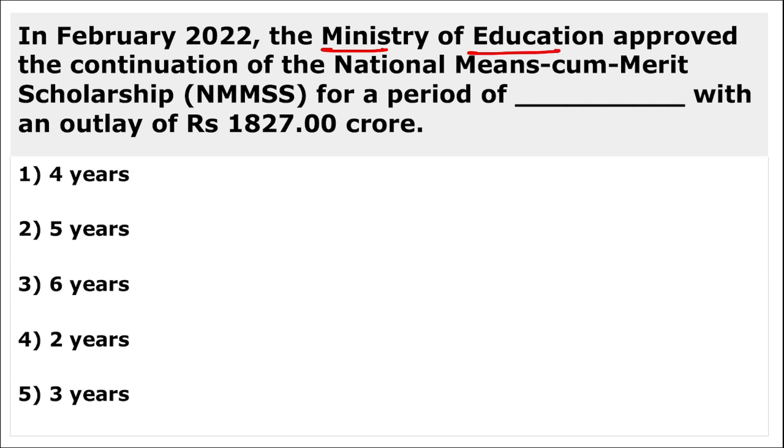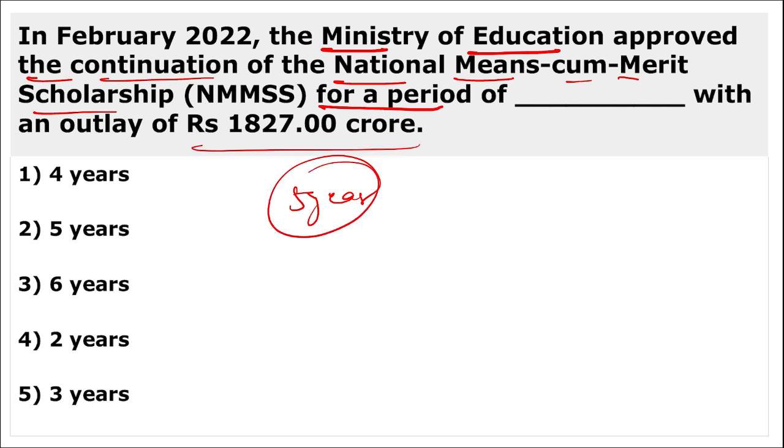Next, the Ministry of Education approved the continuation of the National Means Cum Merit Scholarship for a period of how many years? They have approved this for a period of 5 years with an outlay of 18,027 crore rupees.